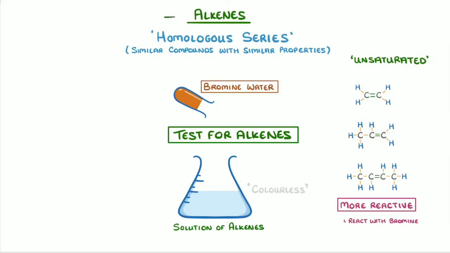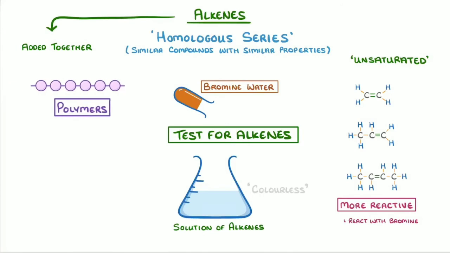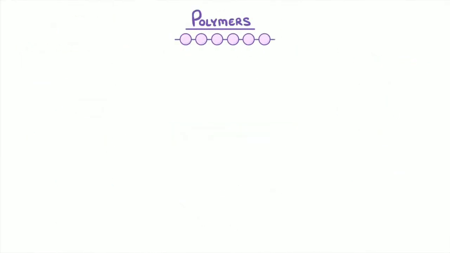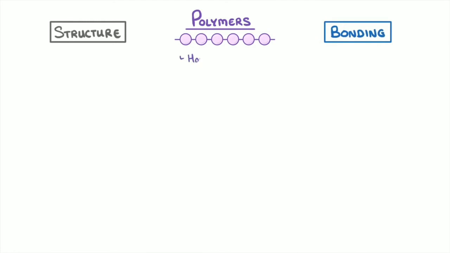The other feature of alkenes is that they can be added together to make polymers, because the double bonds can break to form two more bonds, and so they can bond to the adjacent molecules. Anyway, so we'll cover their structure and bonding, how to draw them, and why they're solid at room temperature.